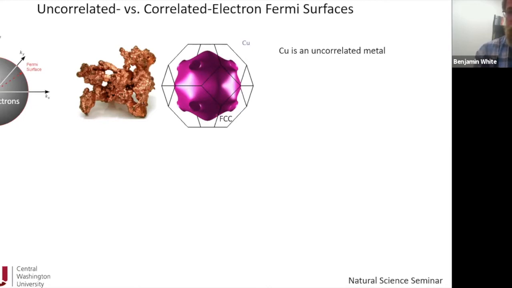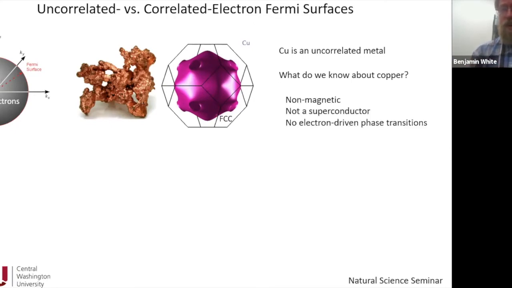And what do we know about copper? Well, it's an important material because it has a low resistance. We use it in our wires. But from another standpoint, it's really boring. It's non-magnetic. If you cool it down, it's not a superconductor. There aren't any interesting electron-driven phase transitions in copper. So this uncorrelated material is not that interesting.